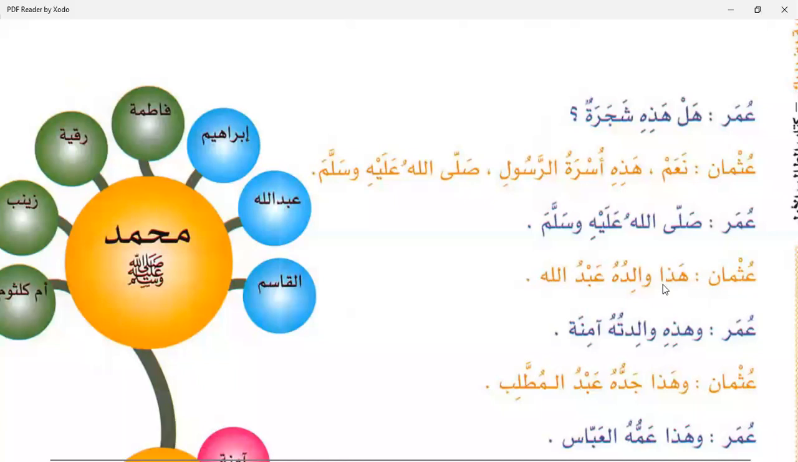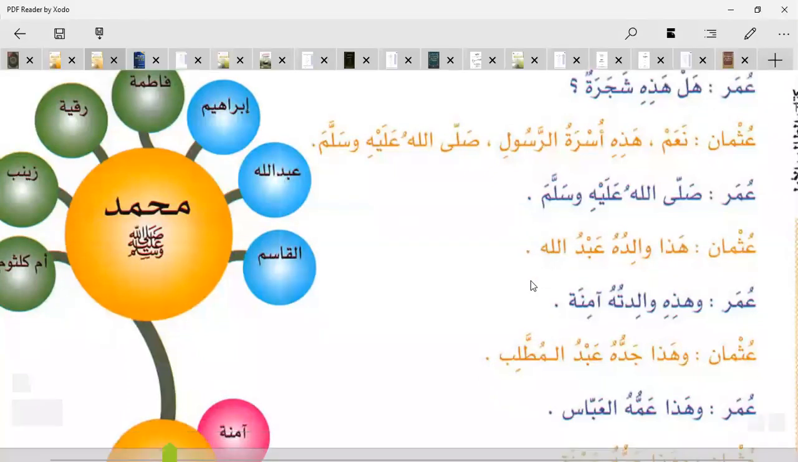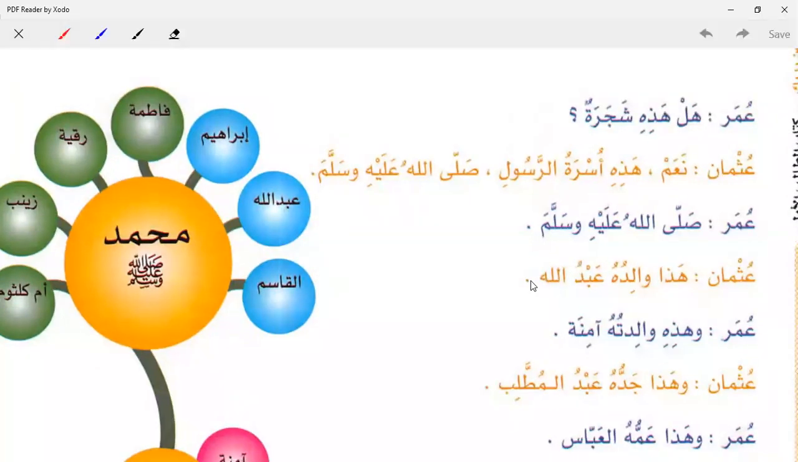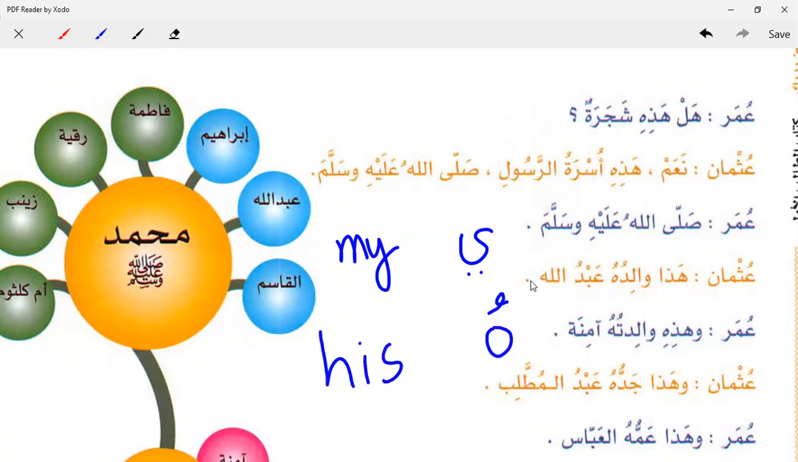Usman: Haza waliduhu Abdullah. This is his father, Abdullah. So first you learned about ye. Ye means my. Now you are learning about hu, which means his. Haza waliduhu Abdullah. This is his father, Abdullah.